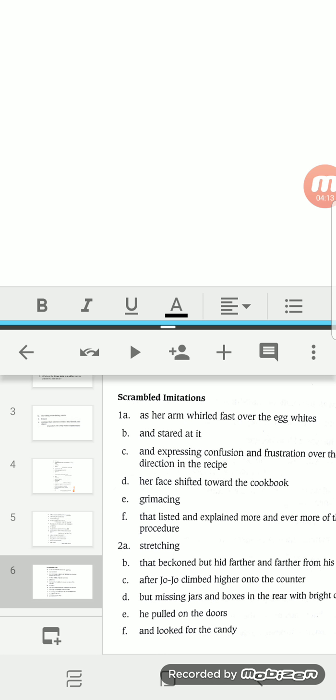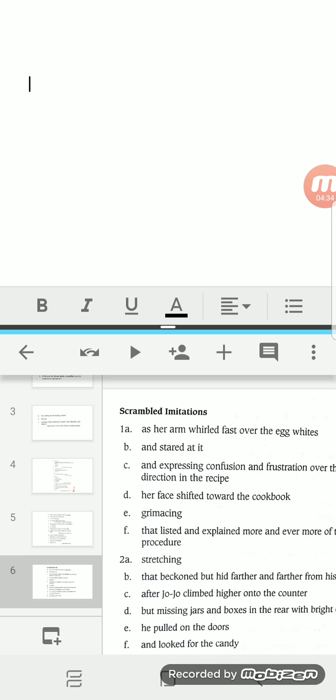All right. So, first I'm going to start by saying, in this first one, 1A, what do I think the subject is? Is it "as her arm whirled faster with the egg whites"? No. Was it "Anne stared at it"? No. Was it "and"? No. I already know because "and" is not something that will start most sentences. "Her face shifted towards the cookbook." That stands out to me because that has both the main subject, her face, and the main verb phrase, shifted towards the cookbook. So actually D is like the heart of the sentence right there.